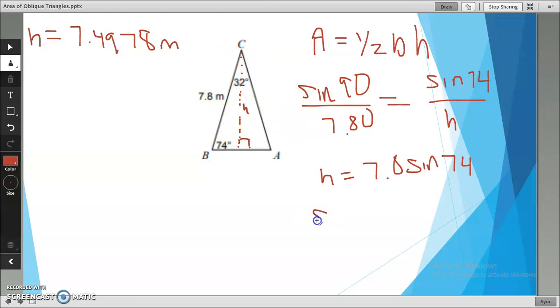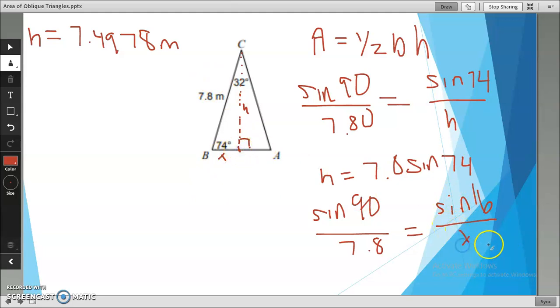So again, we'll use what we have, which is sine 90 over 7.8 is equal to, I cut this angle right here in half. So instead of being a full 32, it's half of that, which is now 16. So that's going to give me sine 16 over, so sine 16 is equal to this part right here. We'll call this x. So it's not the whole thing, this is just half of it, right? So x. Again, sine 90 is 1, so when I cross multiply, I just get that plain old x.